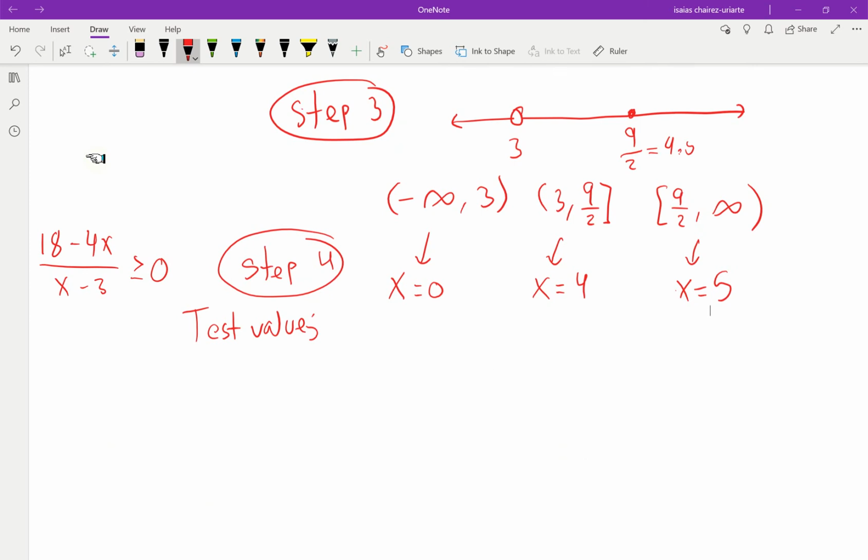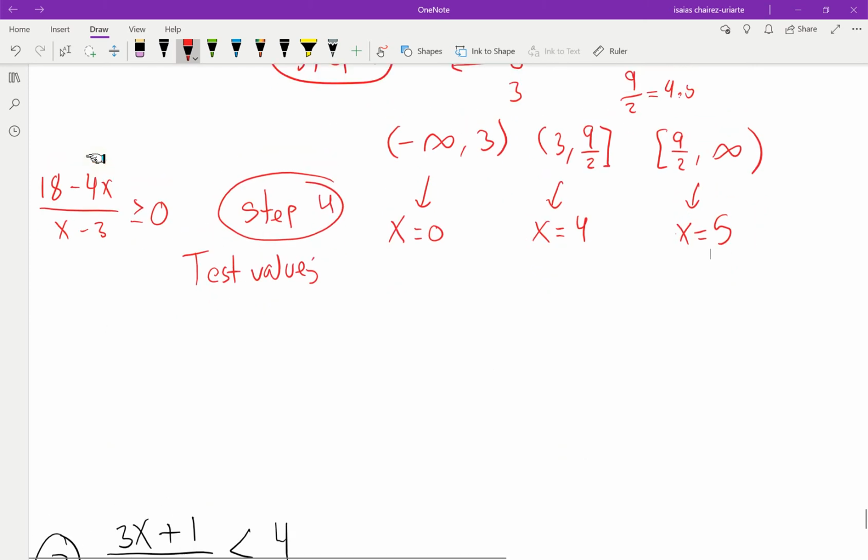So, okay, I've picked some values. Now I'm going to plug them into my inequality to test if it satisfies my inequality. If x is equal to 0 and I plug it in, I should end up with 18 over negative 3, which is a negative value. And so it doesn't satisfy my inequality, because my inequality should be bigger than or equal to 0. So this interval does not satisfy my inequality.